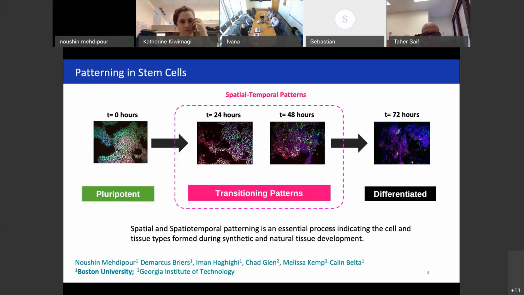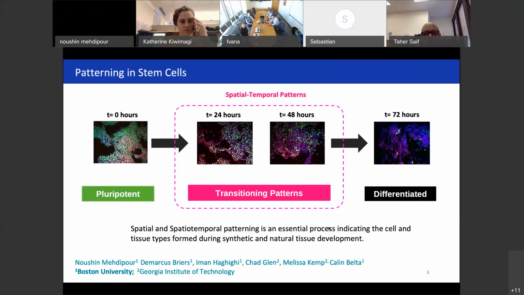So I'm going to mostly talk about one of the projects, which is within EBICS and in collaboration with Melissa Kemp's group from Georgia Tech, which studies patterning in stem cells. But the proposed approach can actually be used in any kind of system. And we also had some results with Todd McDevitt's group earlier.